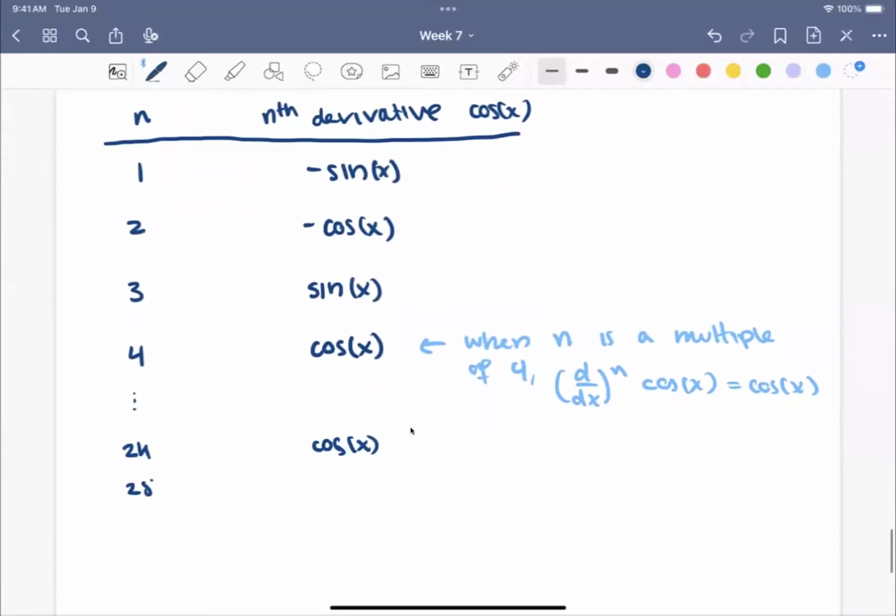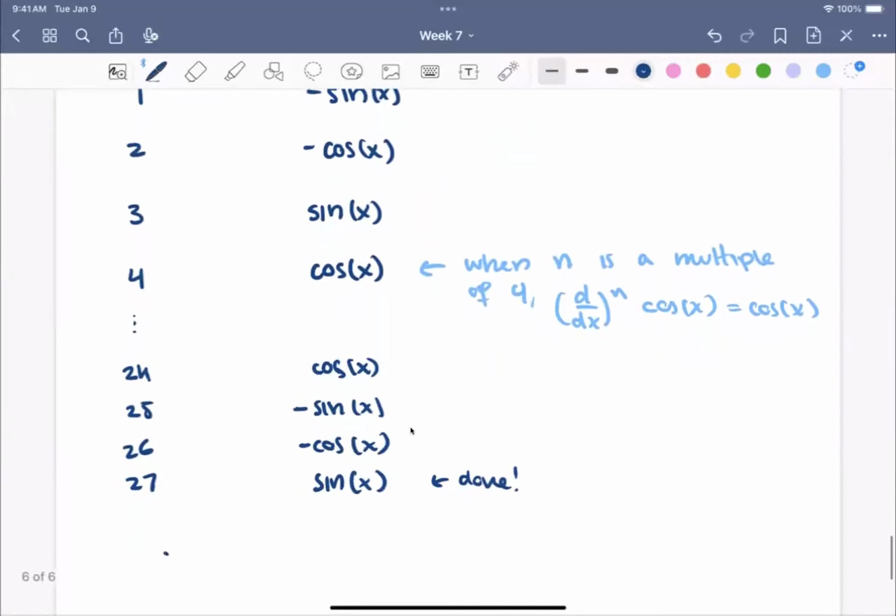Then 25, 26, and 27 will just be given to me by these, right? So 25 will be minus sine x. 26 will be the next one, which is minus cosine x. And then 27 will be the next one, which is sine x. And now we're done. So the 27th derivative of cosine x is equal to sine x.